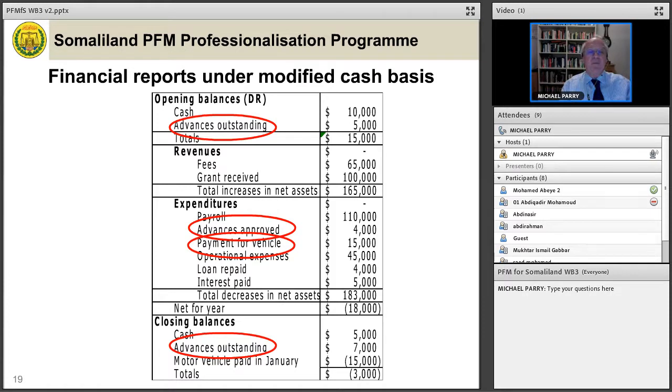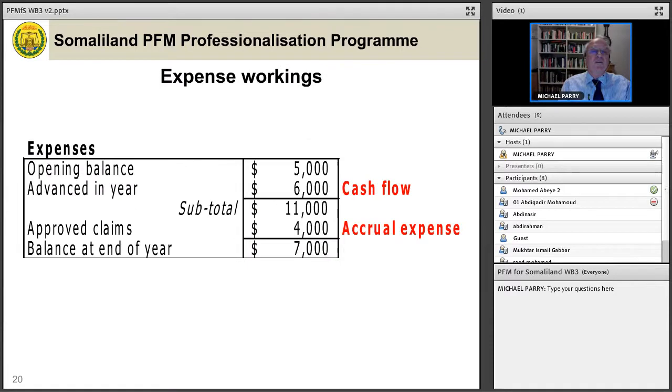So I'll come back and show you the advances, but in there we have the amount approved, not the amount paid. It's on an accrual basis. Payment of the vehicle now goes in because it was made in January, but the check was written in December. And so we get this quite different picture, showing, in fact, a net deficit for the year of 18,000, not 5,000.